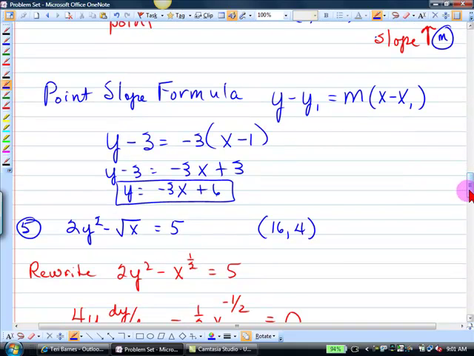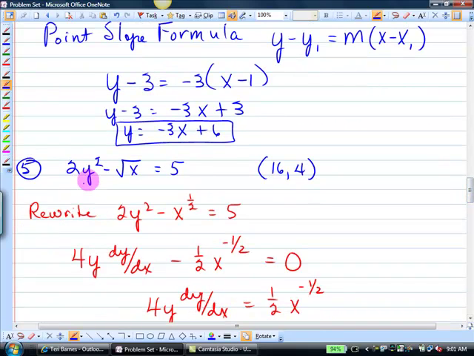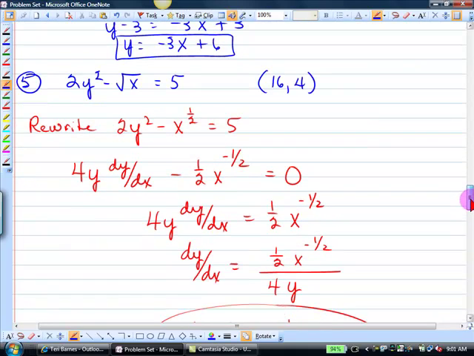All right. Same thing with number 5. Here's your equation: 2y squared minus the square root of x equals 5. We want to know the equation of the tangent line at (16, 4). So I would rewrite this as 2y squared minus x to the 1/2 equals 5, and then take the derivative. When you take the derivative of 2y squared, you get 4y dy/dx minus 1/2 x to the negative 1/2 equals 0.